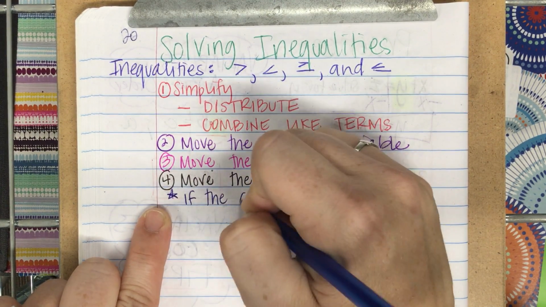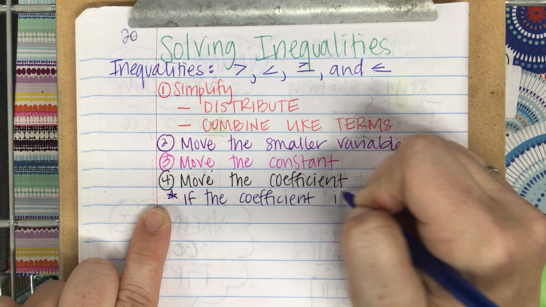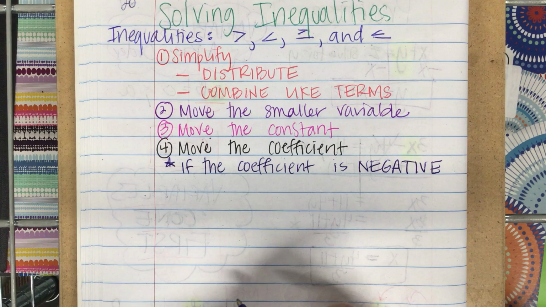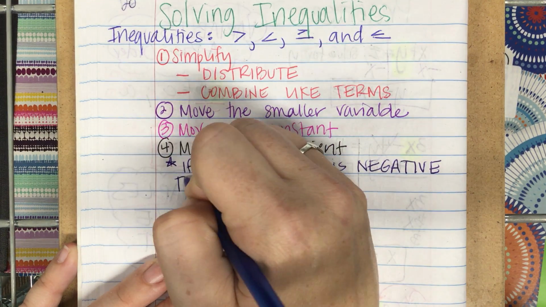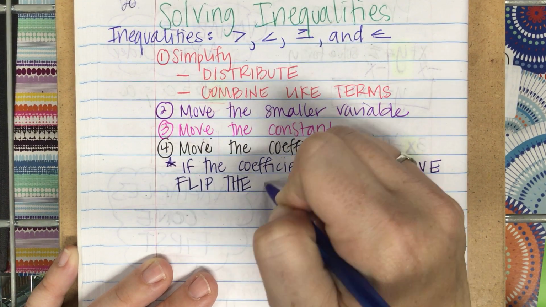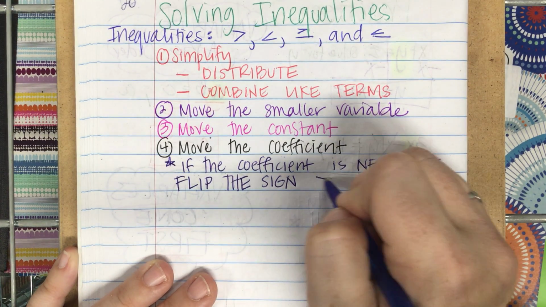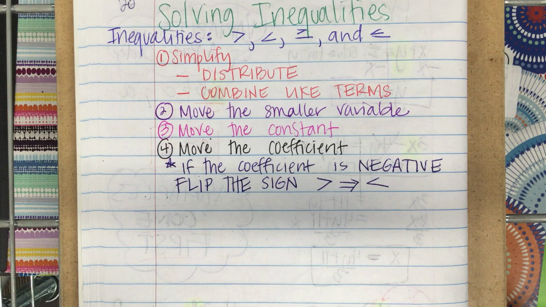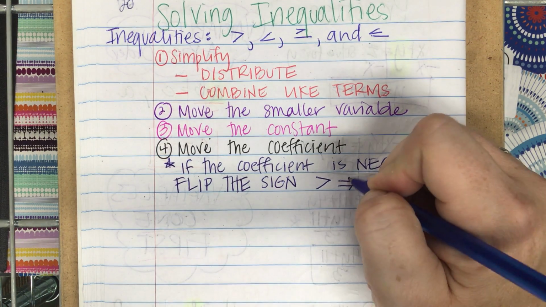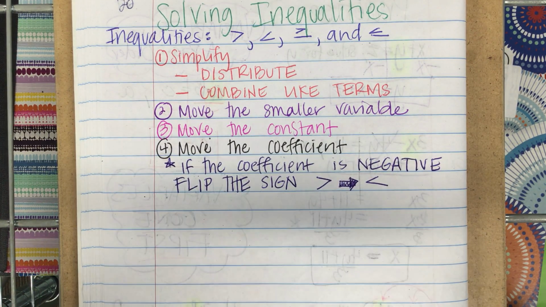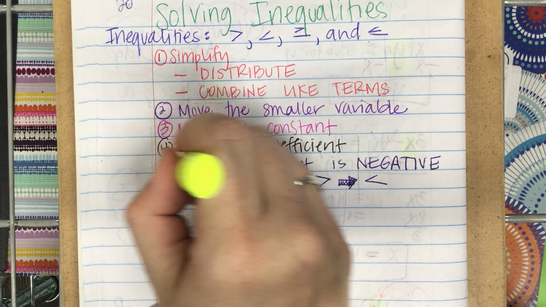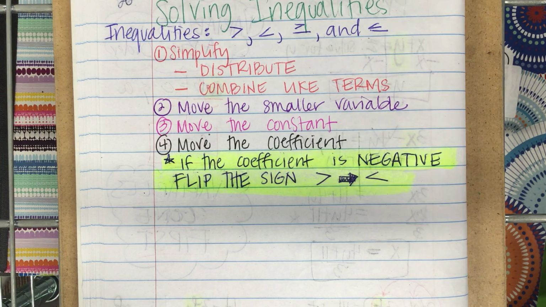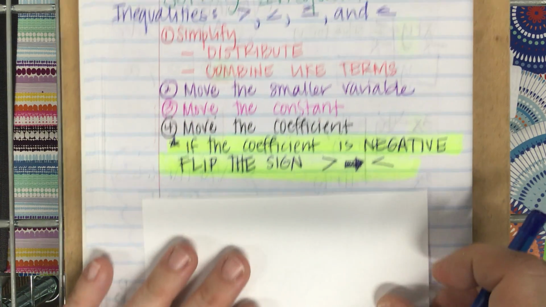Sometimes we drop that. But here's the deal. If the coefficient is negative, flip the sign. A greater than becomes a less than. Or a less than or equal to becomes a greater than or equal to. If the coefficient is negative, you have to flip the sign. I'm going to show you why real quick. If the coefficient is negative, you have to flip the sign.